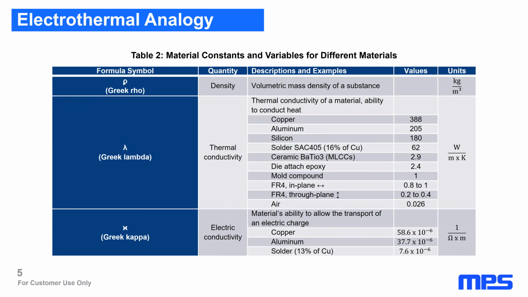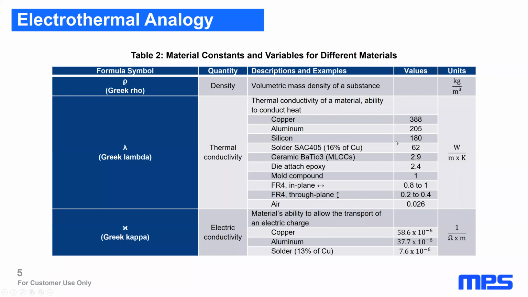We see a table with thermal material constants and variables for different materials. You see here well-known copper. It has a very good thermal conductivity of 388 watts per meter times Kelvin. The worst one is air. You see the small number compared to copper, and in between different materials.